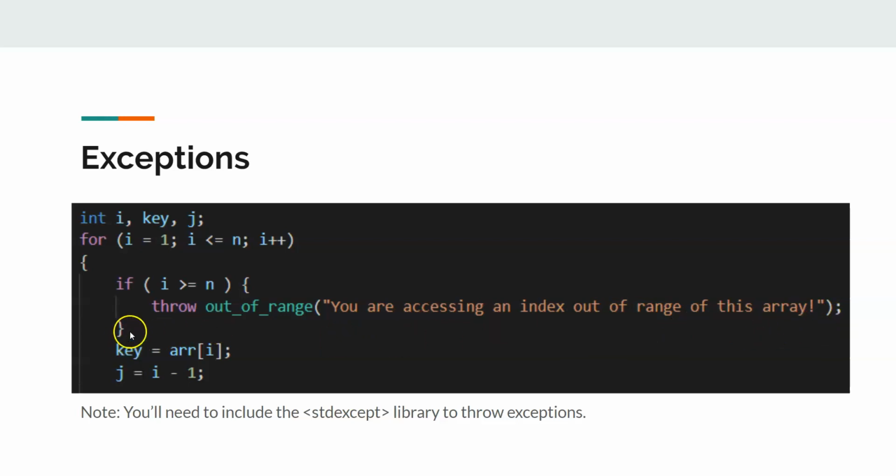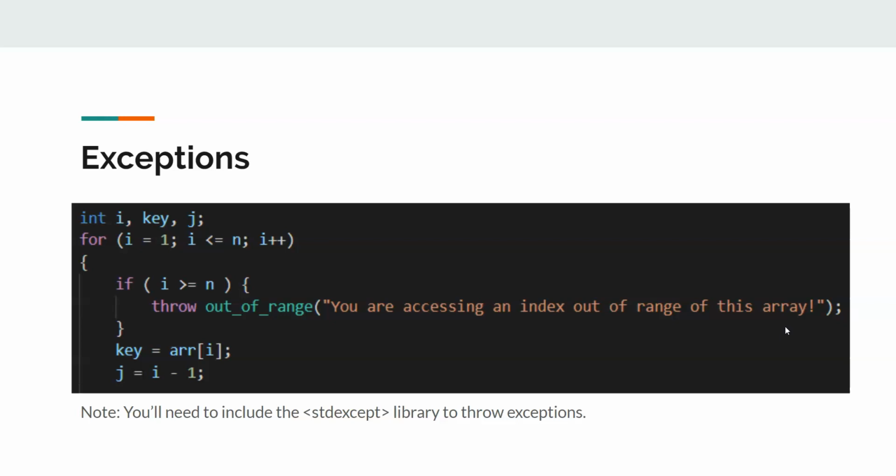Now, when you throw an exception, it'll essentially just end the program and show you this error message. Sometimes that could be a good thing because you don't want the program to run after something bad has happened, but sometimes you want the code to keep running. And that's where try catch statements come into play.